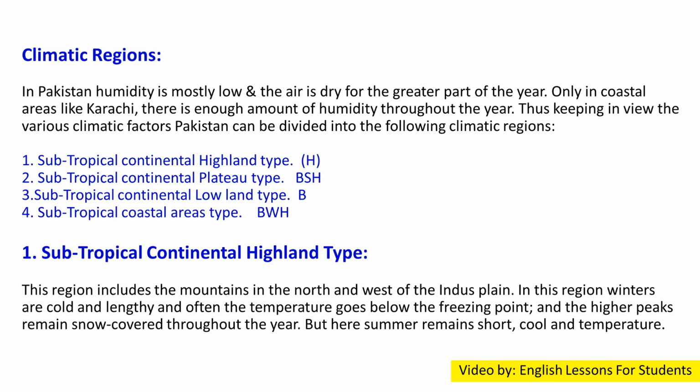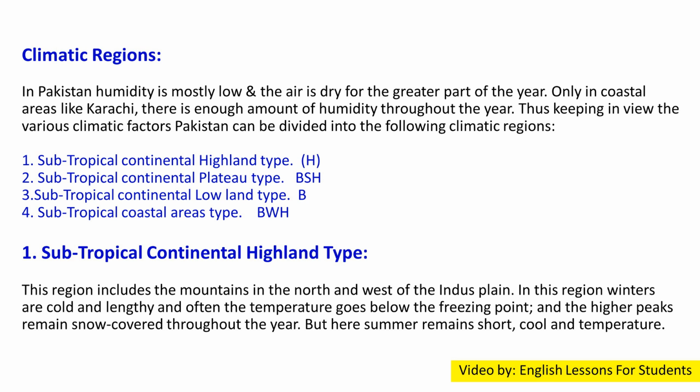Now we talk about the climatic regions. In Pakistan, humidity is mostly low and the air is dry for the greater part of the year. Only in coastal areas like Karachi there is enough humidity throughout the year. Thus, keeping in view the various climatic factors, Pakistan can be divided into the following climatic regions.